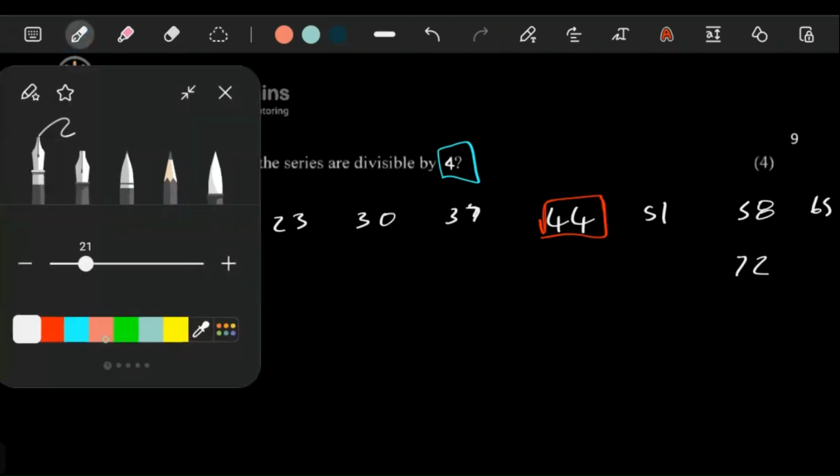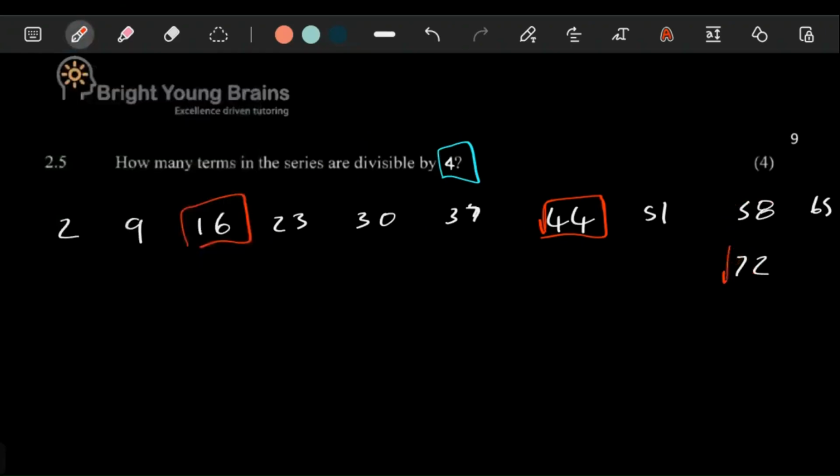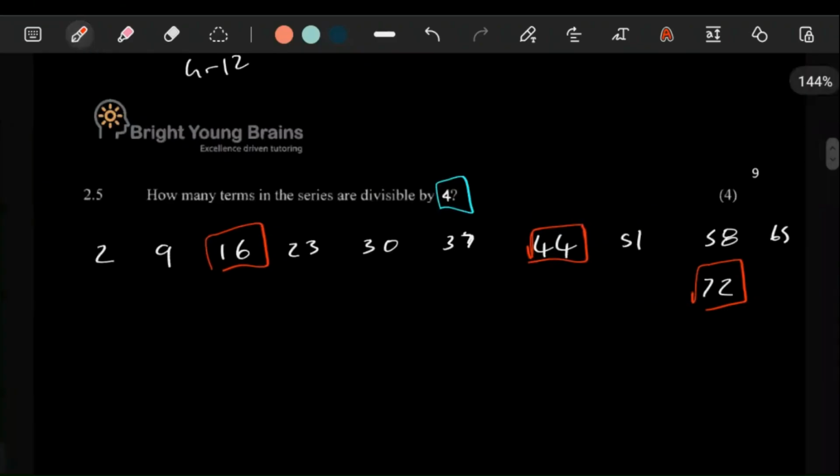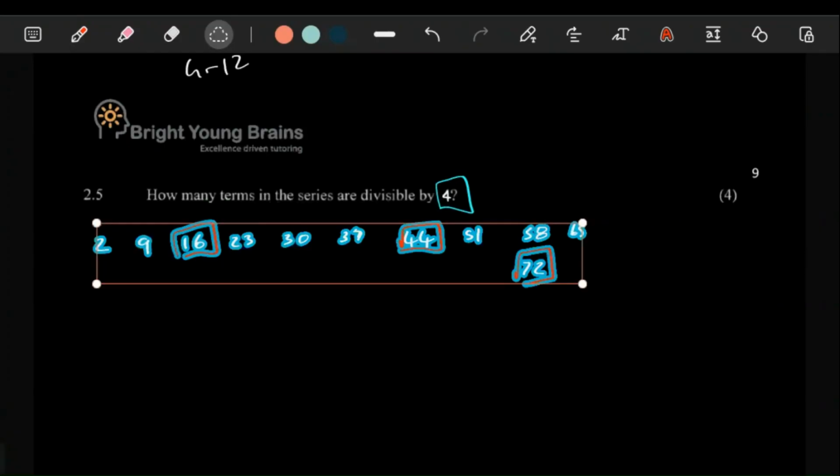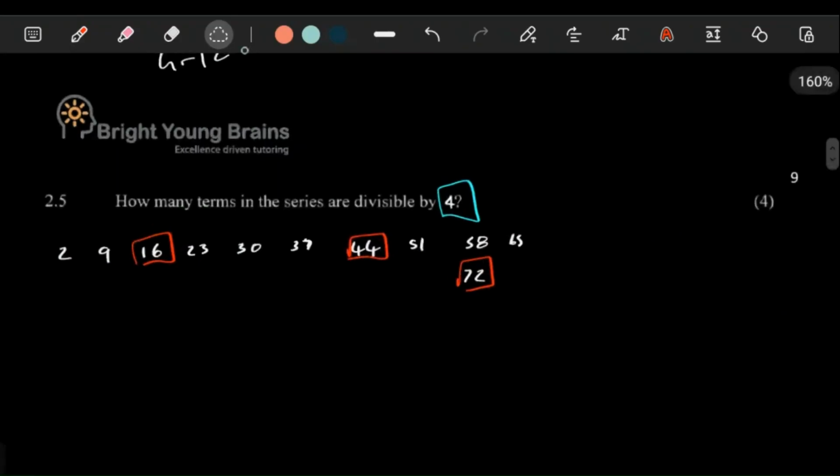So the trend you're supposed to be seeing here is that terms in this sequence that are divisible by 4 come after every 3 numbers. Something divisible by 4, then 1, 2, 3, the next one is divisible by 4. 1, 2, 3, the next one is divisible by 4. Now you have to remember that this goes on forever. Let me make this a bit smaller so that I can better make my point. So the idea is, this goes on and on.